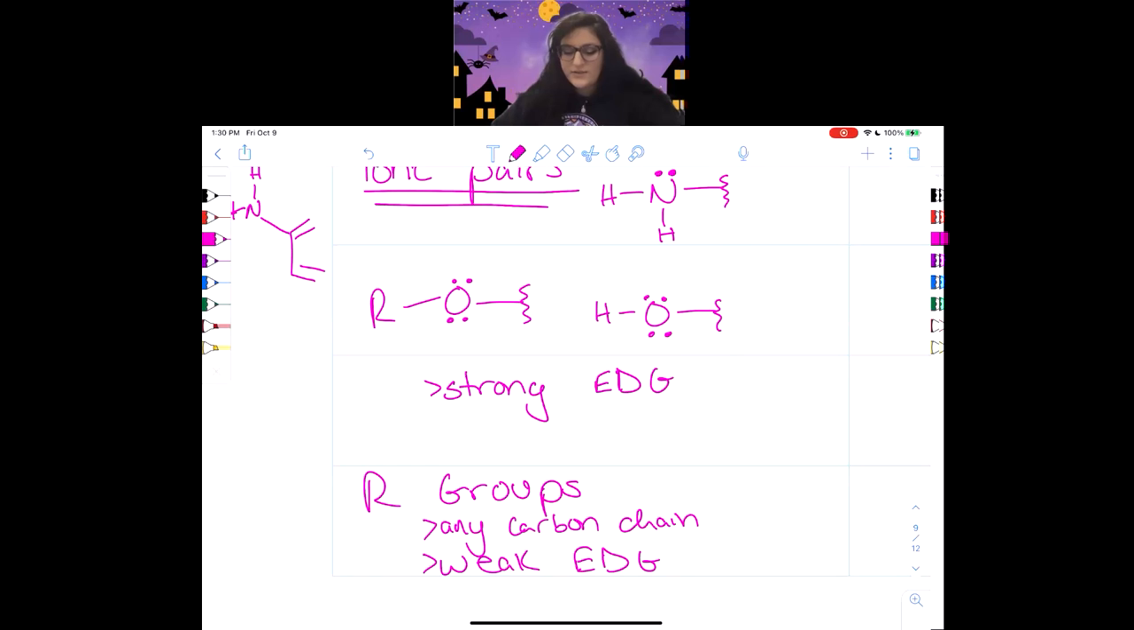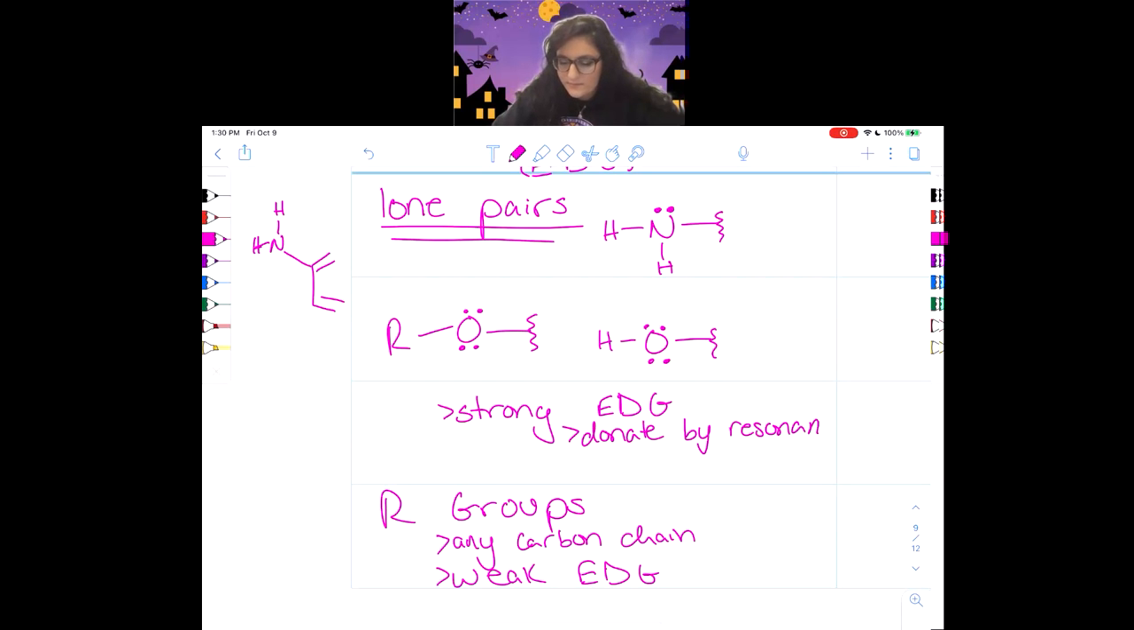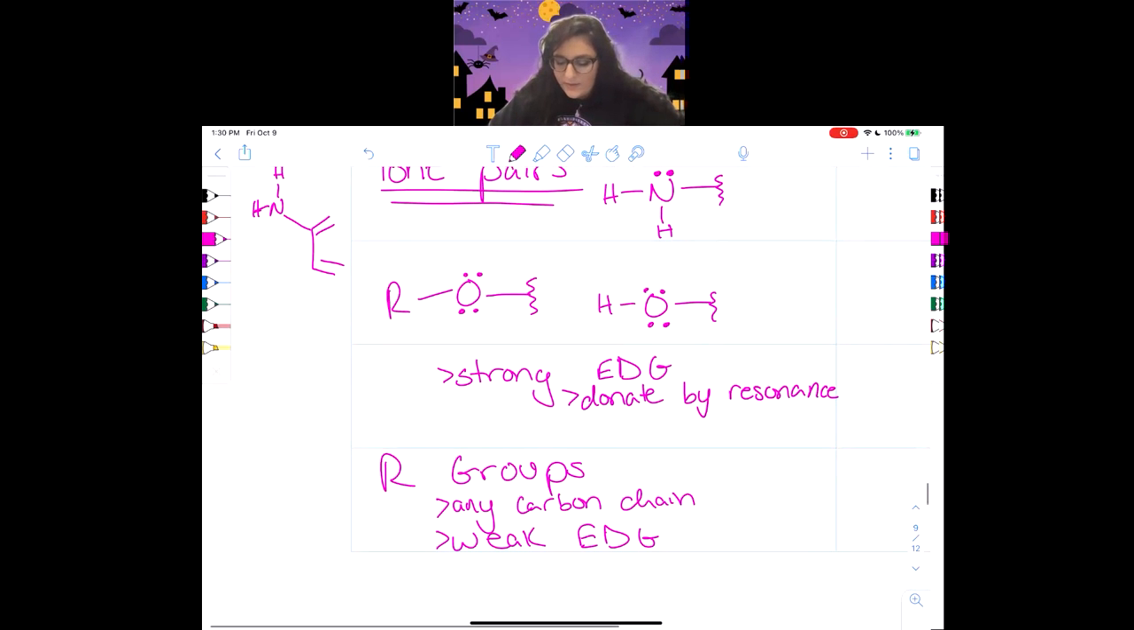And the reason there's a difference between the strong and weak groups is because the strong groups will donate by resonance, while the weak groups will donate by electronic effects.